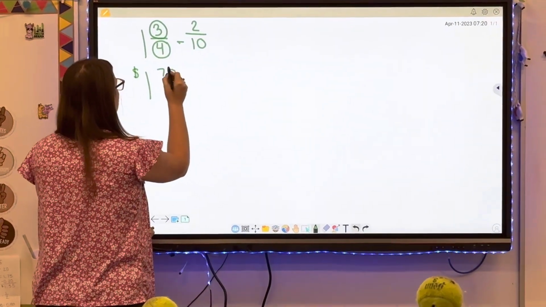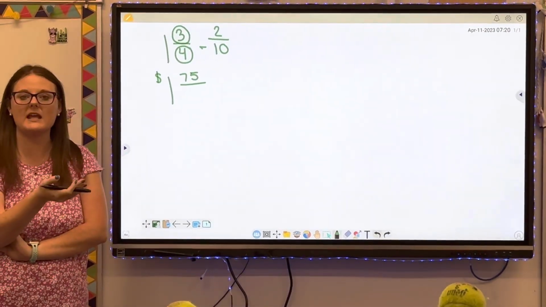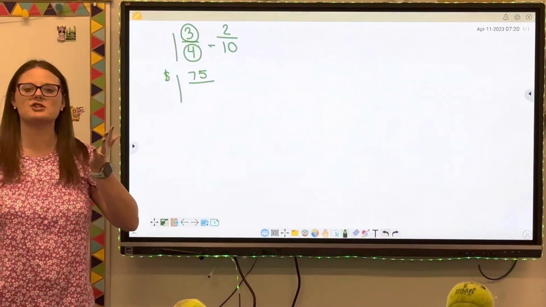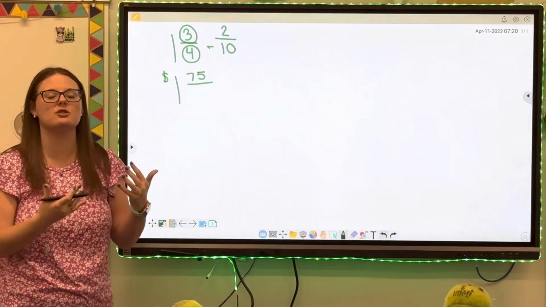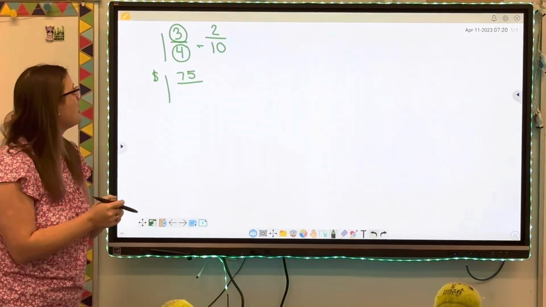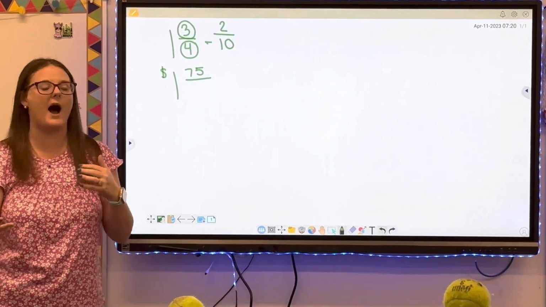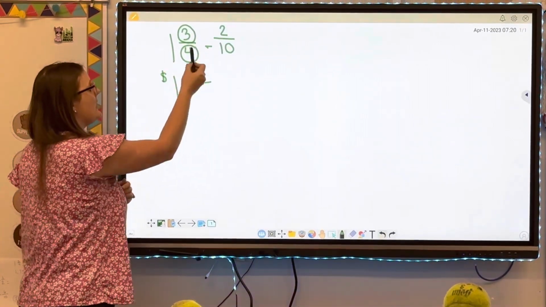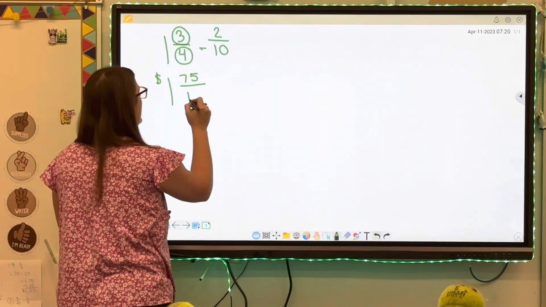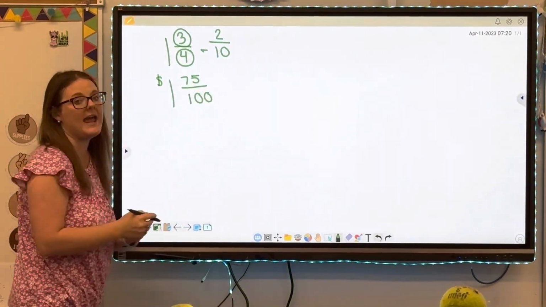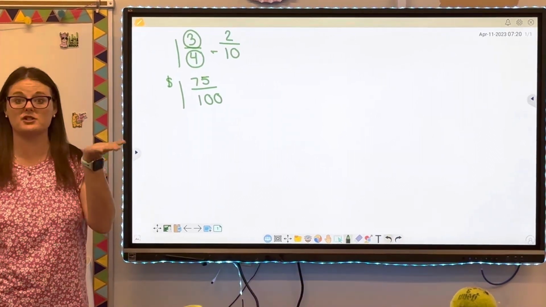Now, I loved your feedback last time, and one feedback that I received was we understand how to make equivalent fractions, but we don't understand how to explain it to each other. We don't understand this one is correct and this is why. So 3 quarters is 75. If I have 4 quarters, then I have 100. So my denominator is 100. 3/4 and 75/100 are equivalent.